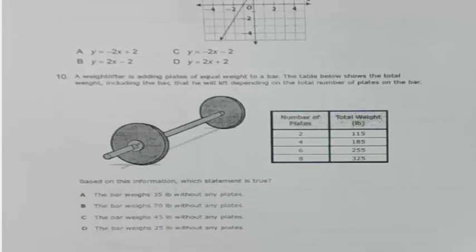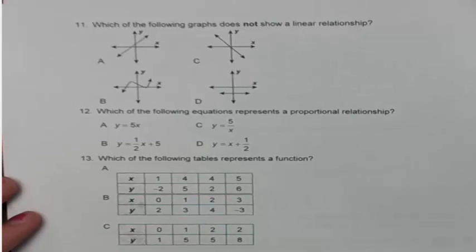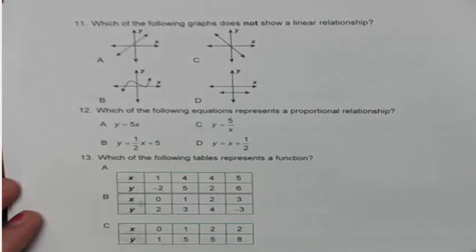A. The bar weighs 35 pounds without any plates. B. The bar weighs 70 pounds without any plates. C. The bar weighs 45 pounds without any plates. And D. The bar weighs 25 pounds without any plates. Number 11. Which of the following graphs does not show a linear relationship?